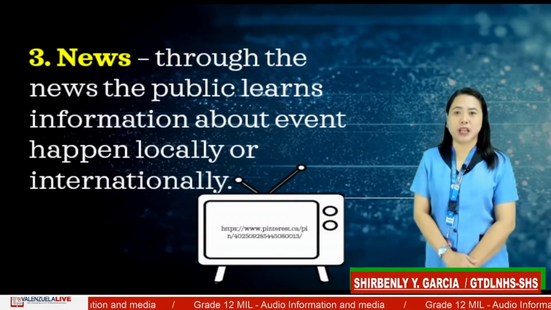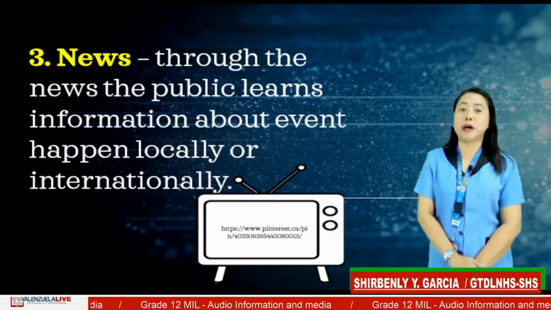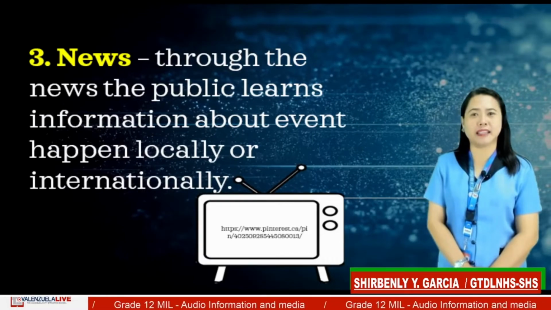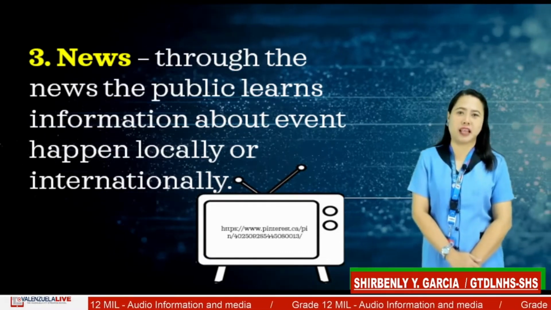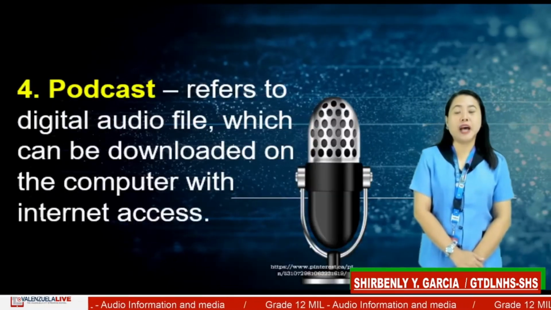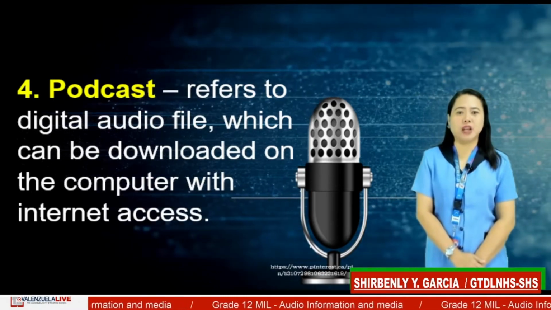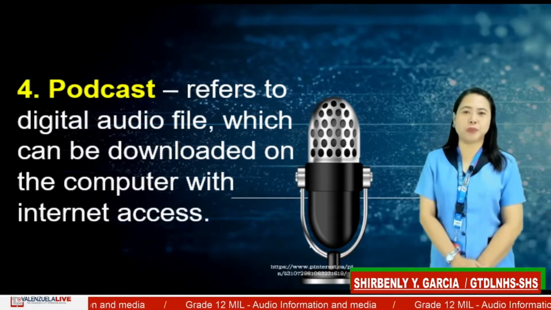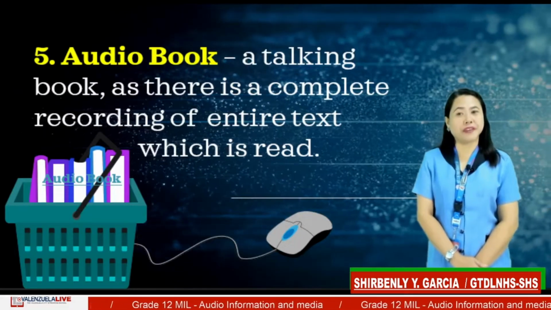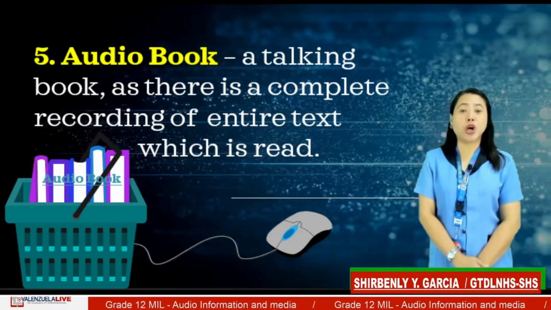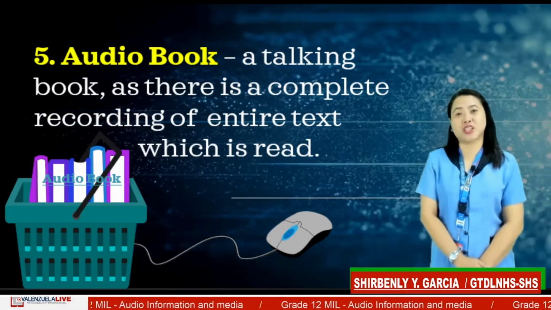Number 3, the news. Through the news, the public learns information about events happening locally and internationally. News can be heard through radio and television. Number 4, the podcast. It refers to the digital audio file which can be downloaded on the computer with internet access. Number 5, the audiobook. A talking book as there is a complete recording of the entire text which is read.